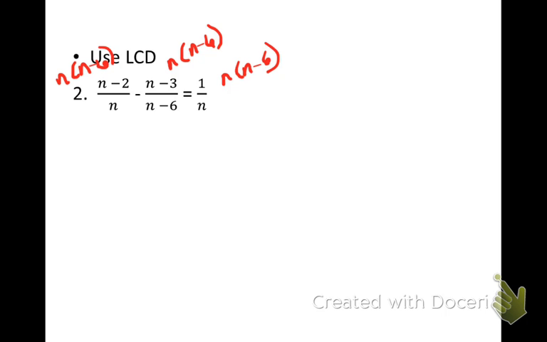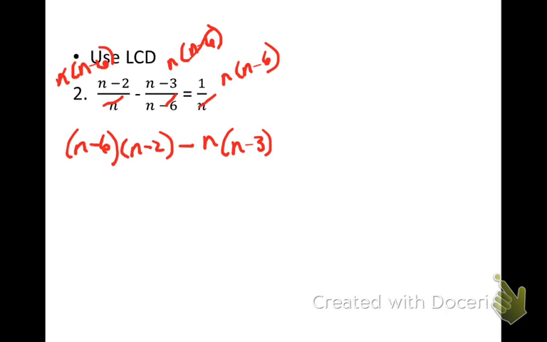Then we're going to do my canceling. Here the n's cancel, leaving me n minus 6 times the numerator, n minus 2. We have minus. Here the n minus 6 cancel, leaving me n times the quantity n minus 3. Over here the n's cancel, leaving me n minus 6. So I no longer have any fractions, which is what my goal was. So I just need to go ahead and multiply.